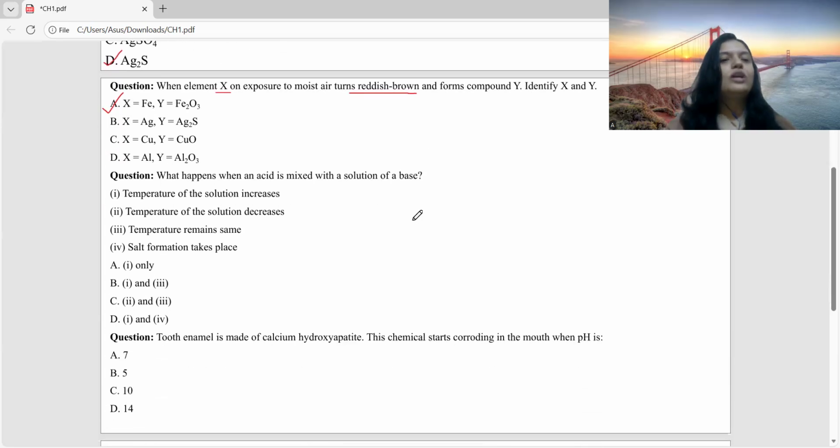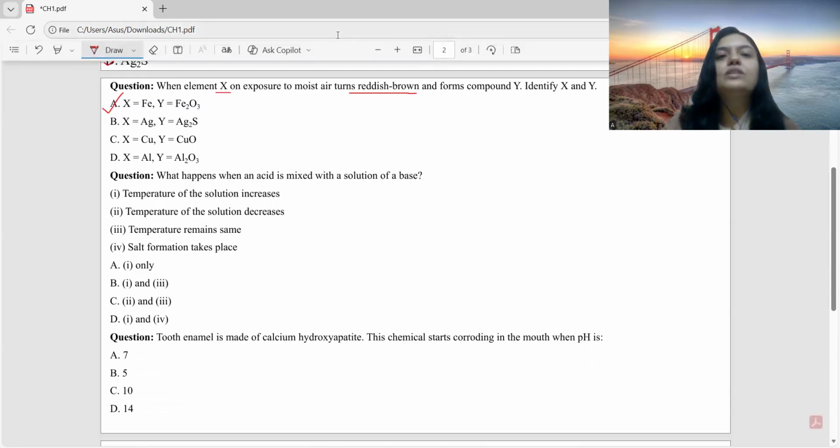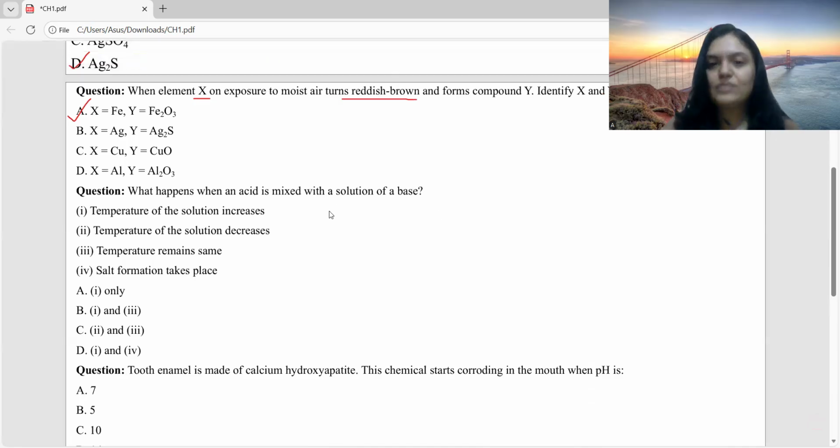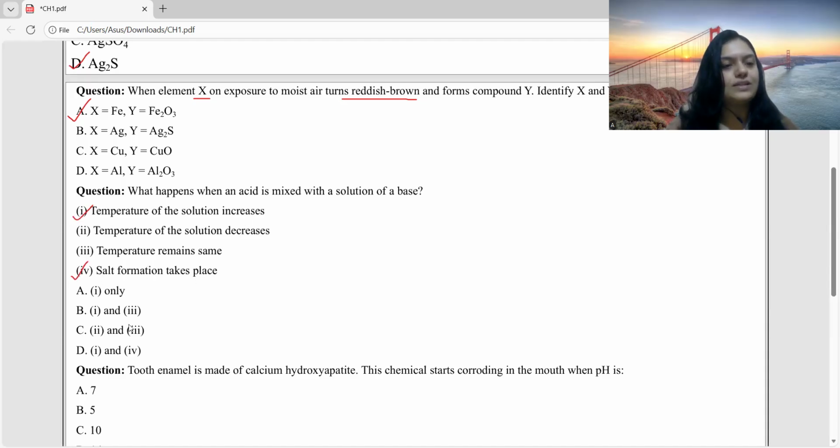These are the two necessary conditions for the formation of rust. Let's go to the next question. What happens when an acid is mixed with a solution of base? So acid plus base gives salt and water. That is a neutralization reaction. In a neutralization reaction, salt plus water is formed, and it is also an exothermic reaction. So the temperature of the solution will increase. This is a correct option. Salt formation takes place. So 1 and 2. Your correct option will be D, because you have to see how they have given the options here, right? So our option will be 1 and 4.